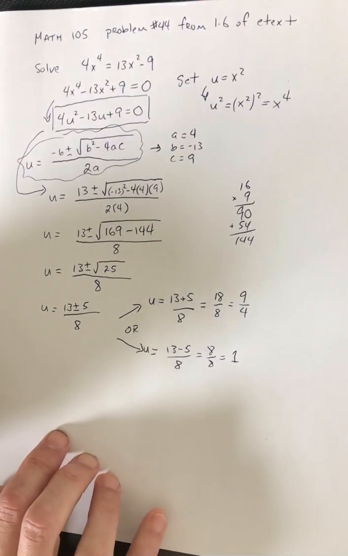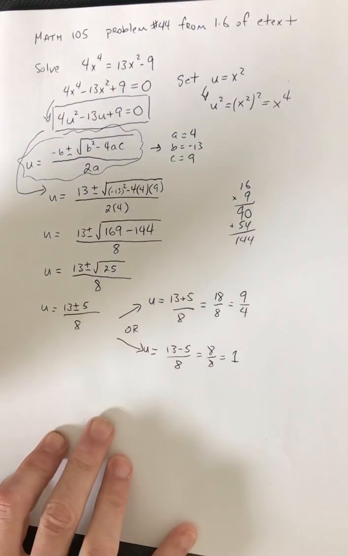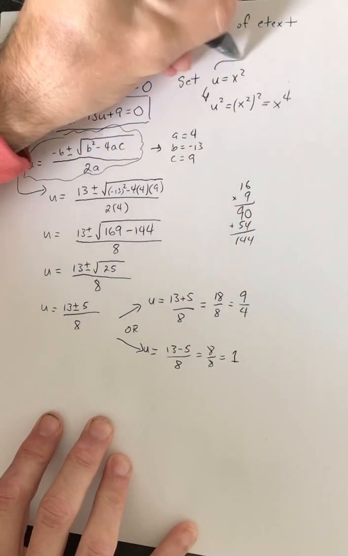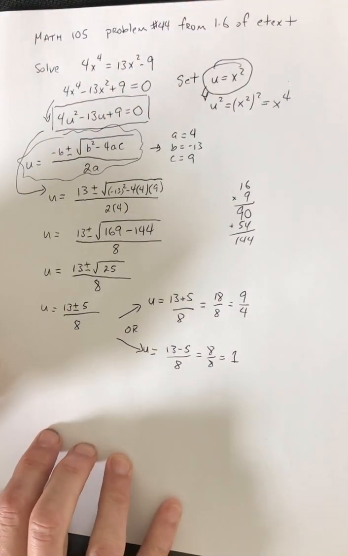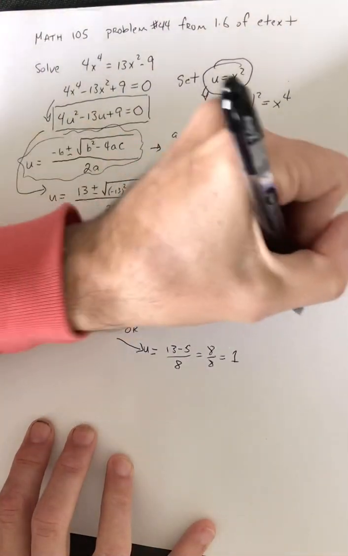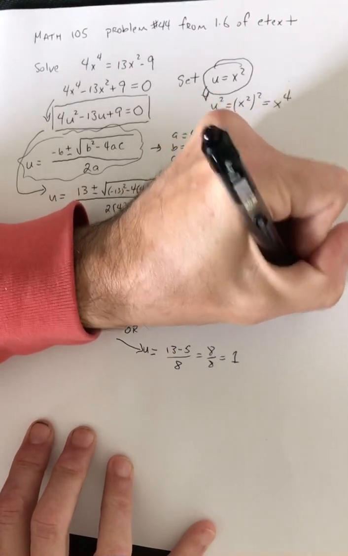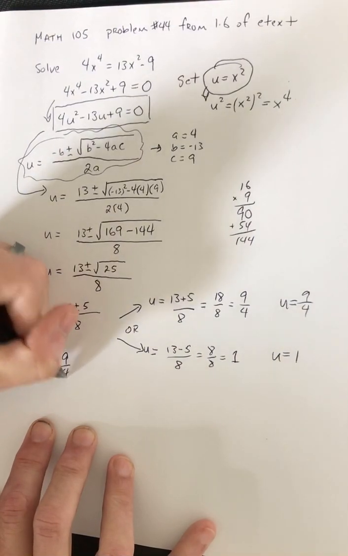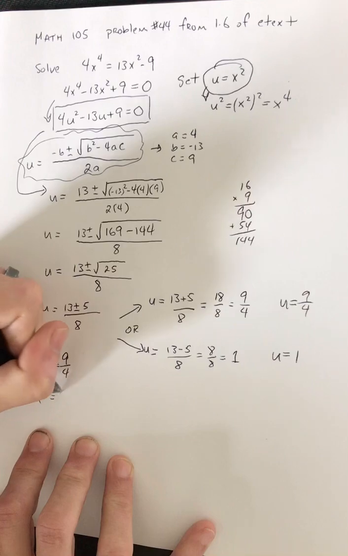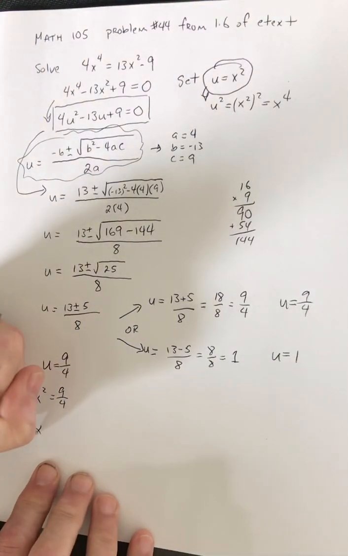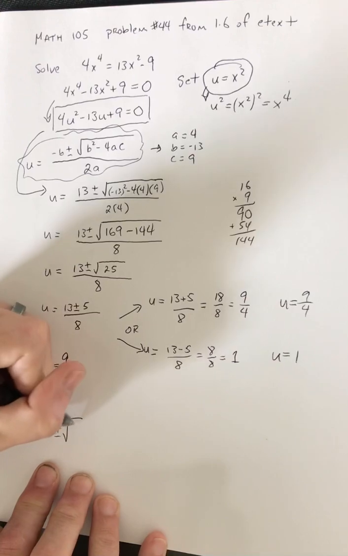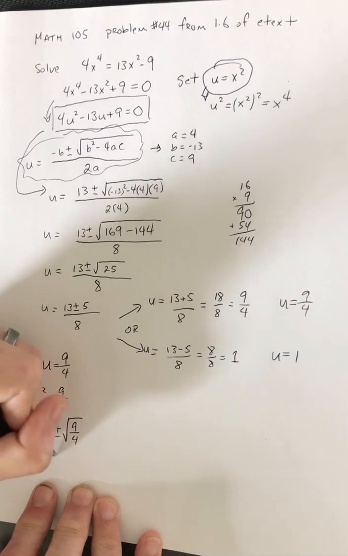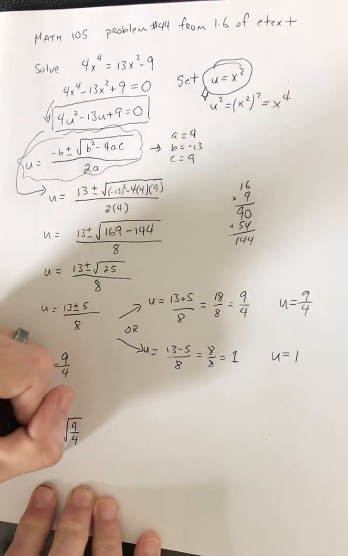Sorry, u. So I have the answers for u, but note u equals x squared right here. So I need to find out what x's are. So here I've got u equals 9 over 4, u equals 1. If I take u equals 9 over 4, that means x squared equals 9 over 4. And so that means x is plus or minus the square root of 9 over 4. So x is plus or minus 3/2.